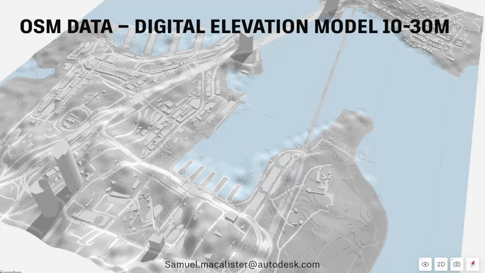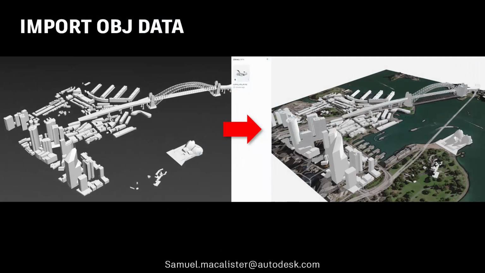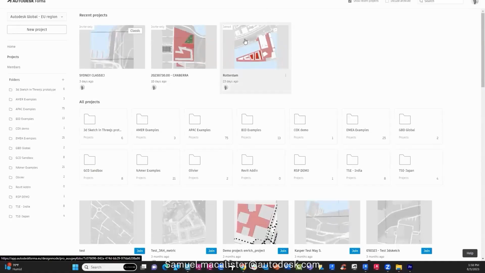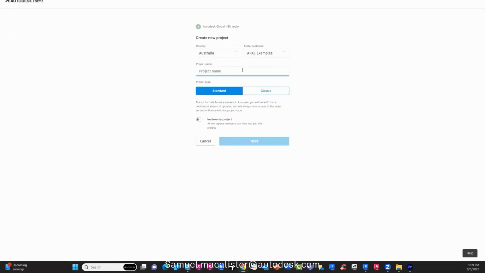We can replace it, though, with our own data. Here, we can import in OBJ or IFC data to align with our flat terrain part of the site. So the workflow I'm going to go through here is the new project setup. I'm going to pick my location, put it in my folder, give it a name.